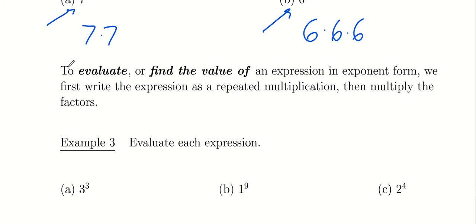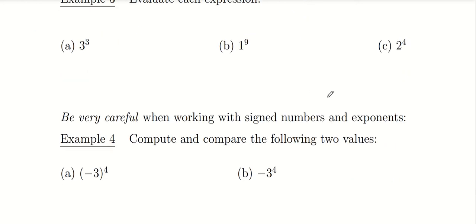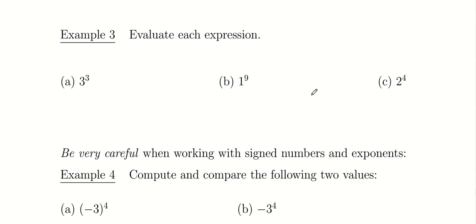The next thing we're going to do is evaluate, which means to find the value of the given expression. So if we have something that is in exponential notation, we can rewrite it as a multiplication and then multiply it all the way out. For example, if we have something like 3 to the 3rd power, this represents 3 times 3 times 3. Multiplying them 2 at a time, 3 times 3 is 9, and then 9 times 3 would be 27.